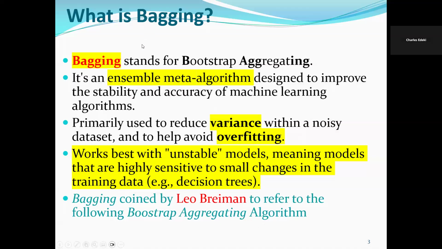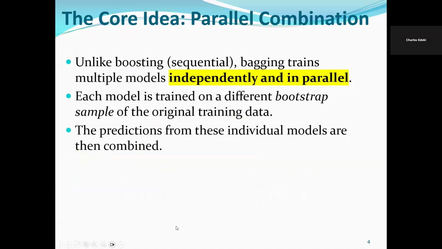And the whole idea, as we said earlier, is to build multiple models. So train multiple independent base learners on different subsets of the original training data and then combine their predictions. That's the goal here.